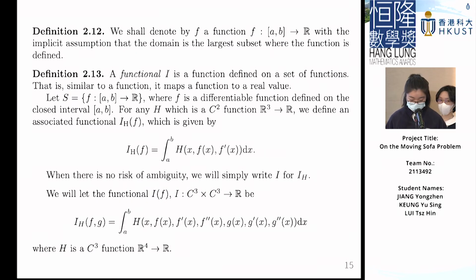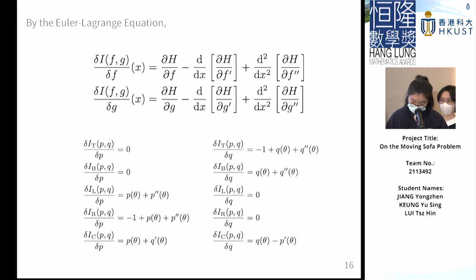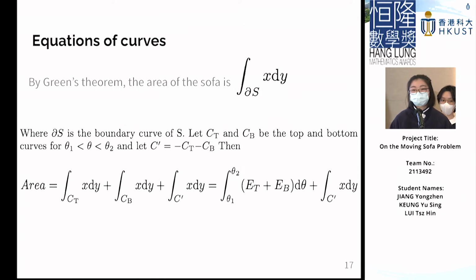So more definitions, but essentially, for any functions f and g that are differentiable, their corresponding functional I is given by the integral from a to b of h, where h is a C3 function. By the Euler-Lagrange equation, which are these two over there, we want to optimize or maximize the area of the sofa. Therefore, we will partially differentiate I to do that, and here are our results. And by Green's theorem, which is converting an area integral into a contour integral, we use this equation.